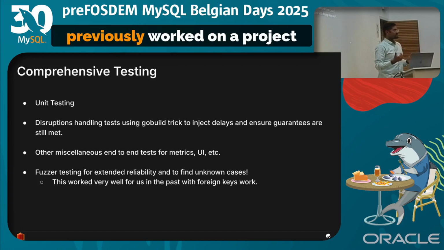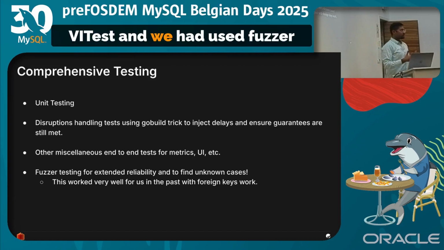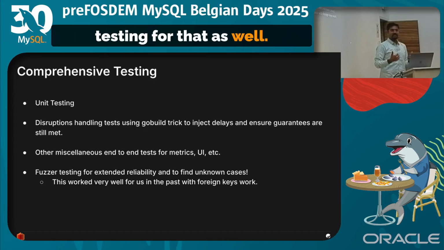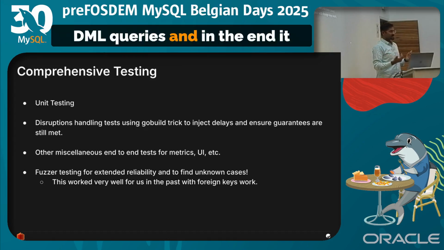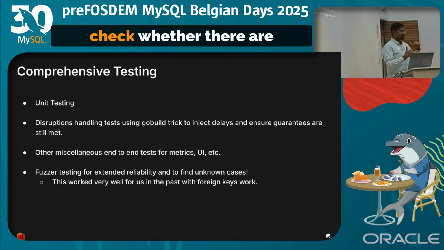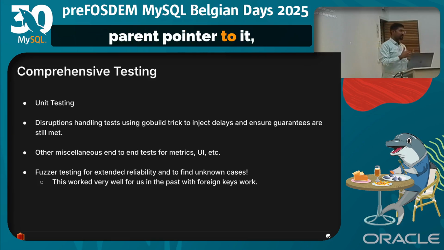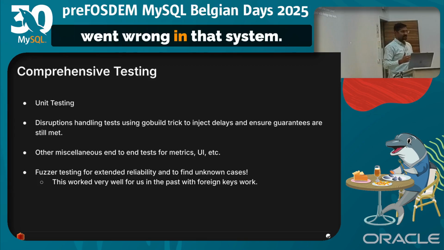So Harshit and I had also previously worked on a project for MySQL foreign keys, implementing support for that in Vitess. And we had used fuzzer testing for that as well. There we would just run random DML queries, and in the end, it was super easy to check that everything for foreign keys was holding, because you can just check whether there are dangling rows or not. If there is a row that doesn't have the parent pointer to it, then you know that something went wrong in that system.